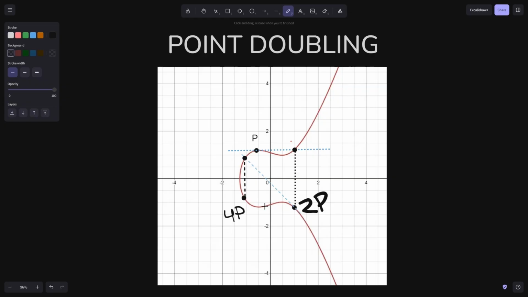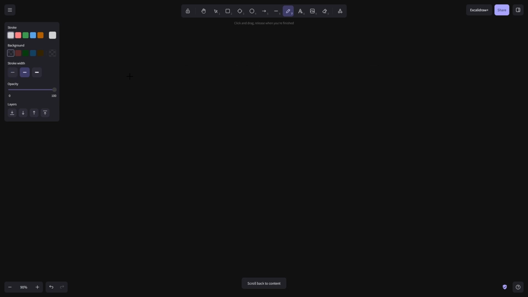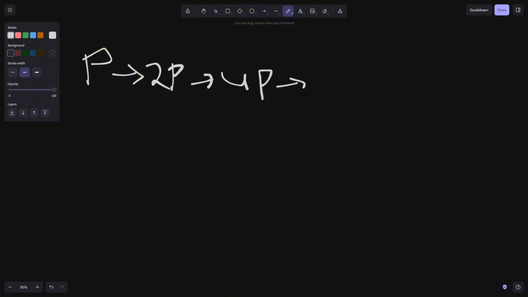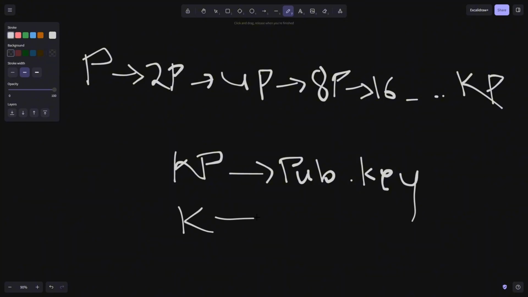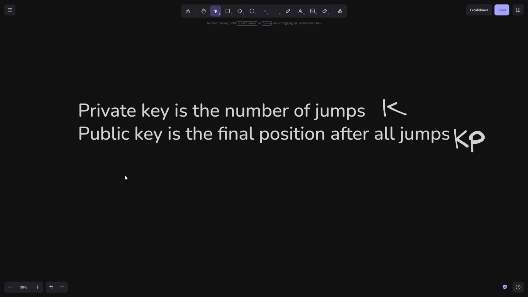It could be a million or billion times. So that's why the cryptography is so complex in itself. And the repetition is what makes it complex to reverse the cycle in the cryptography. Now after all those repeated point doublings, like P to 2P, and then 2P to 4P, 4P to 8P, and then 8P to 16P, up to KP, the question right here is, what does this KP really depict? So KP itself is the public key, and K here is the private key. So the private key is the number of jumps, which is denoted by K, and the public key is the final position after all the jumps, which is KP.